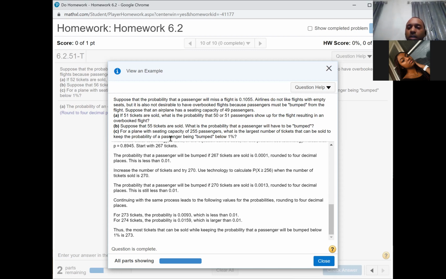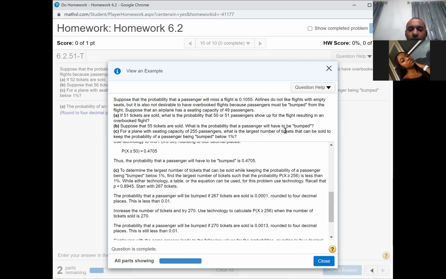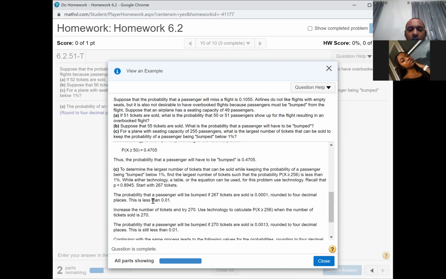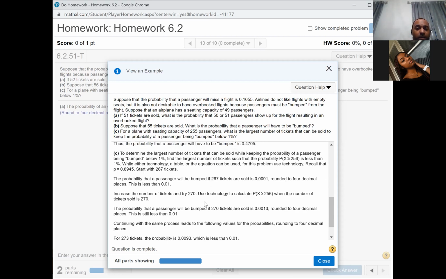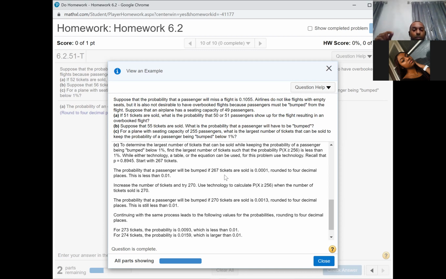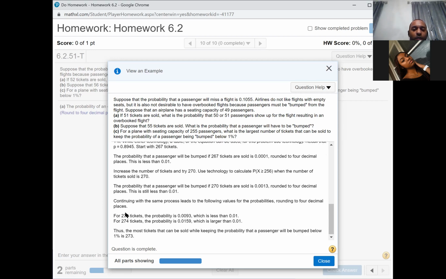That's why it says, where is that? I saw somewhere where it says use technology. But yeah, so that's what you would have to do. You would just keep plugging in numbers until you get there, and notice how they said right here, for 273 tickets. Can I highlight it? Okay, go ahead. Do I plug that number into the number of trials or the number of successes? Number of trials. Okay, and then what do I put for the number of successes?